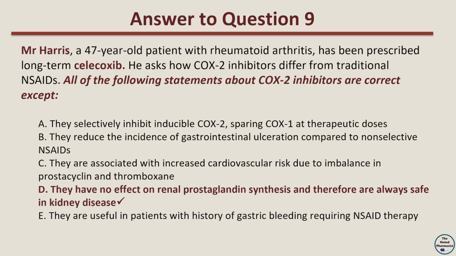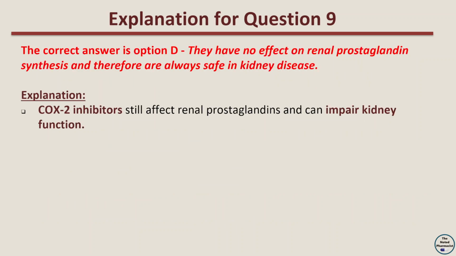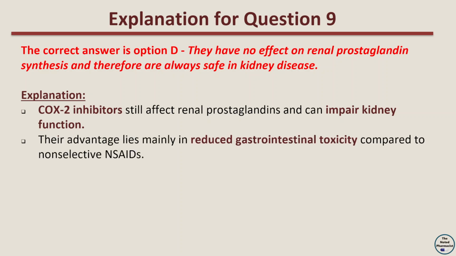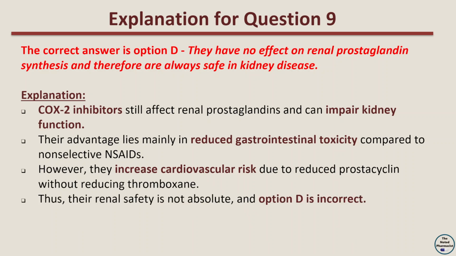The correct answer is option D. They have no effect on renal prostaglandin synthesis and therefore are always safe in kidney disease. The explanation is that COX-2 inhibitors still affect renal prostaglandins and can impair kidney function. Their advantage lies mainly in reduced gastrointestinal toxicity compared to non-selective NSAIDs. However, they increase cardiovascular risk due to reduced prostacyclin without reducing thromboxane. Thus, their renal safety is not absolute, and option D is incorrect.